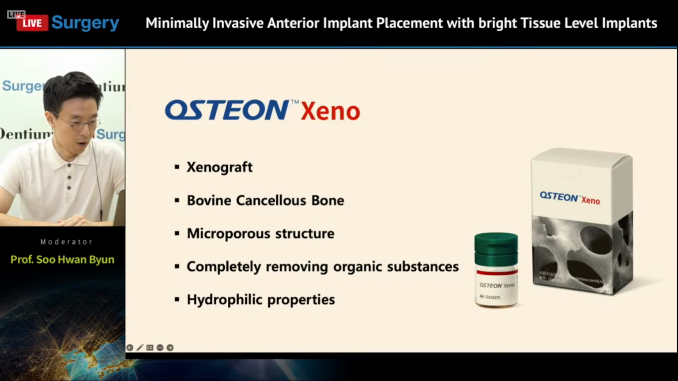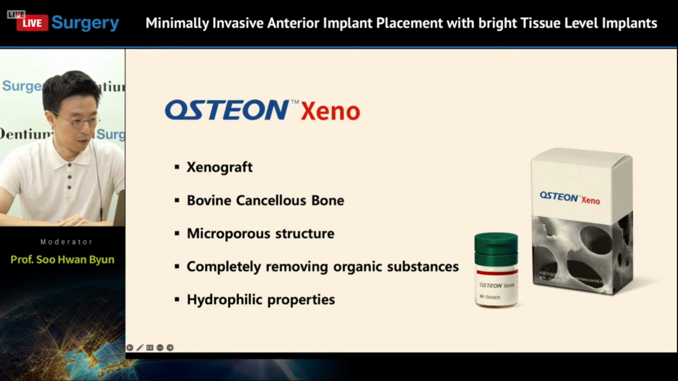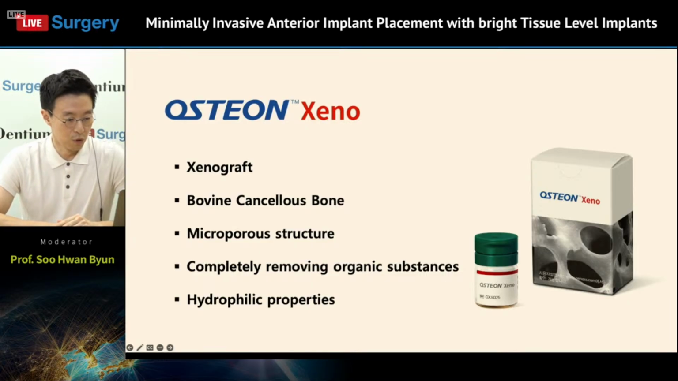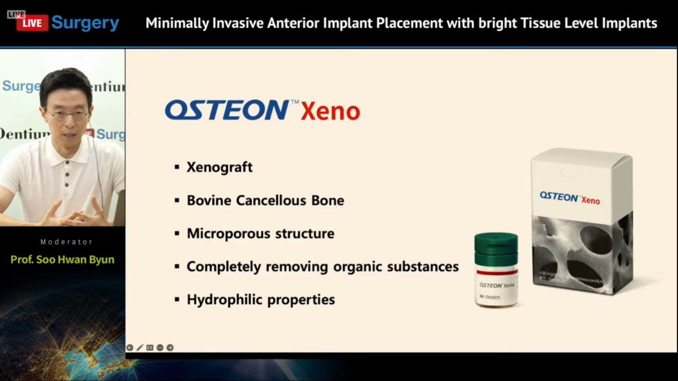In today's case, I am using OSTEON Xeno. It is a xenograft material. It is a bovine cancellous bone with a microporous structure, and the organic matter has been completely removed. It also has excellent hydrophilic properties. So in most cases, I use the OSTEON Xeno bone graft material to cover the exposed fixture or augment the anterior upper area or the anterior lower area.